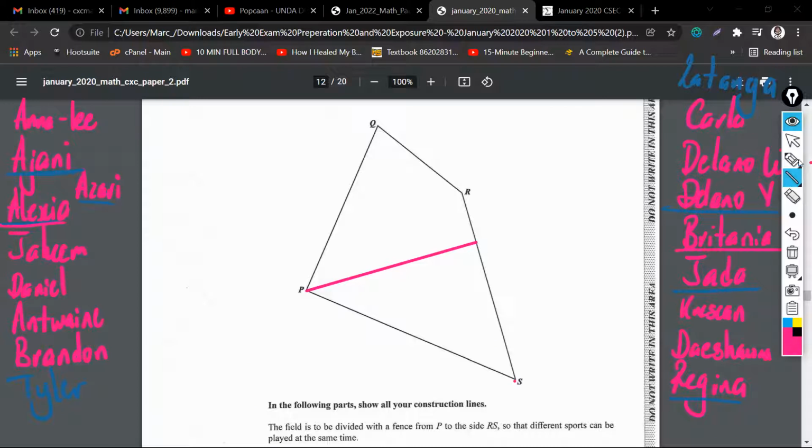Does that make sense, guys? That's how you'd end up splitting the field. But you have to use a compass in order to get this line in the middle. So I'll show you guys how to do it in person. It's really very hard to do on the screen. I don't even have a compass on the screen, so it's extremely hard to explain this. But that's what you'd end up doing. You split the field in half so that one set of people can play on that side and one set of people can play on the other side. Make sense?